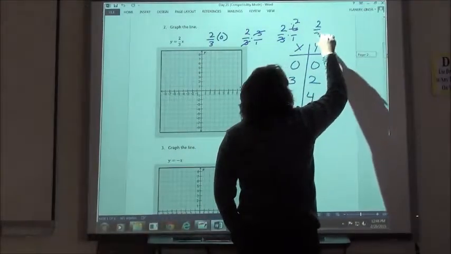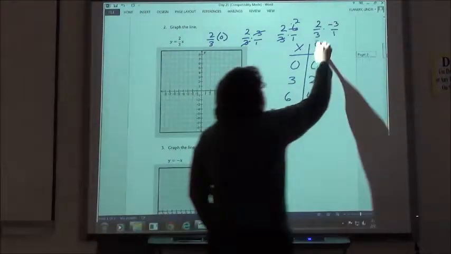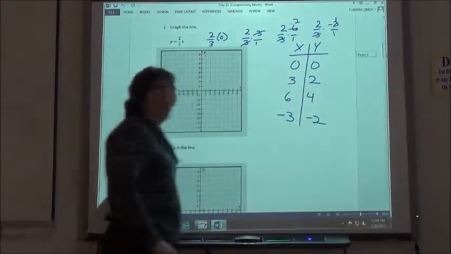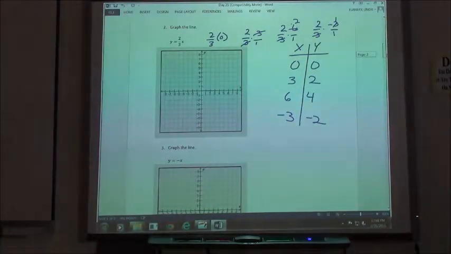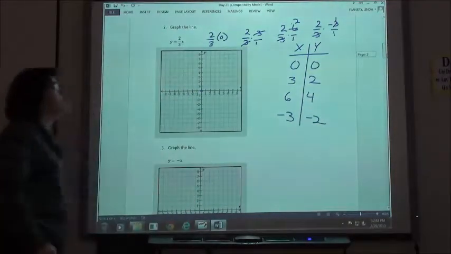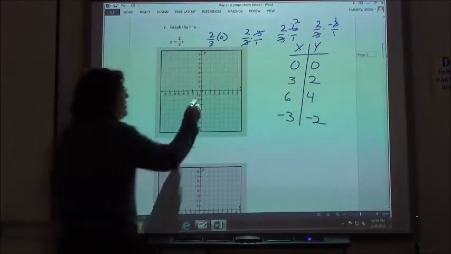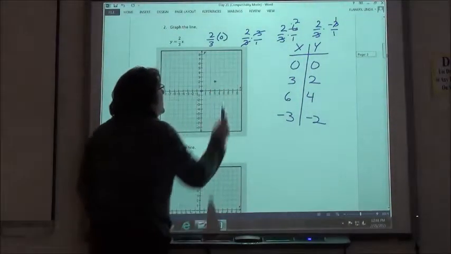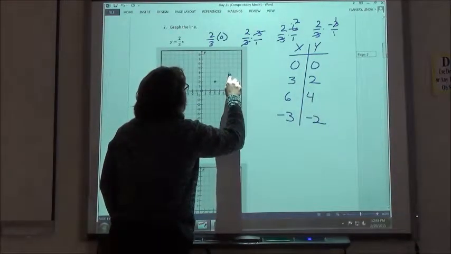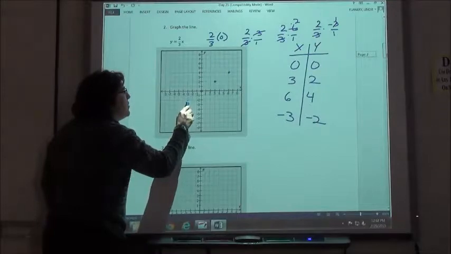If I take that 2/3 times my -3, 3 goes into 3 1 time, but that's a -1. 2 times -1 would give me -2. So, plotting those points. Again, when I use 0, I got 0, 0. My y-intercept was 0 because there's no plus anything on the end. 3, 2. Over 3, up 2. 6, 4. Over 6, up 1, 2, 3, 4. Negative 3, negative 2. 3 to the left and down 2.